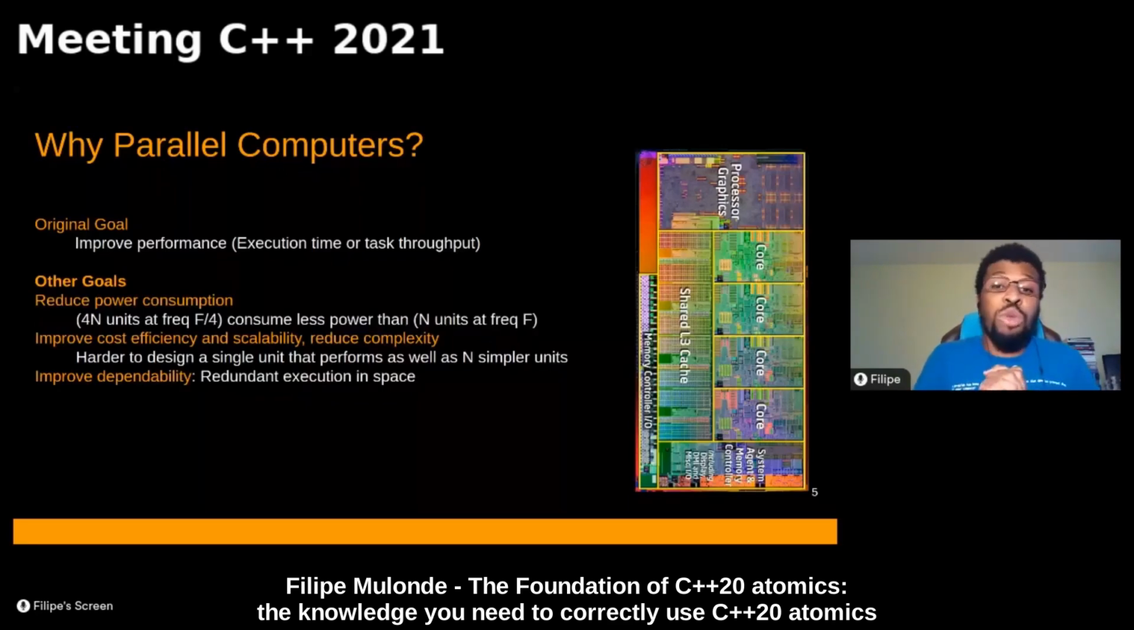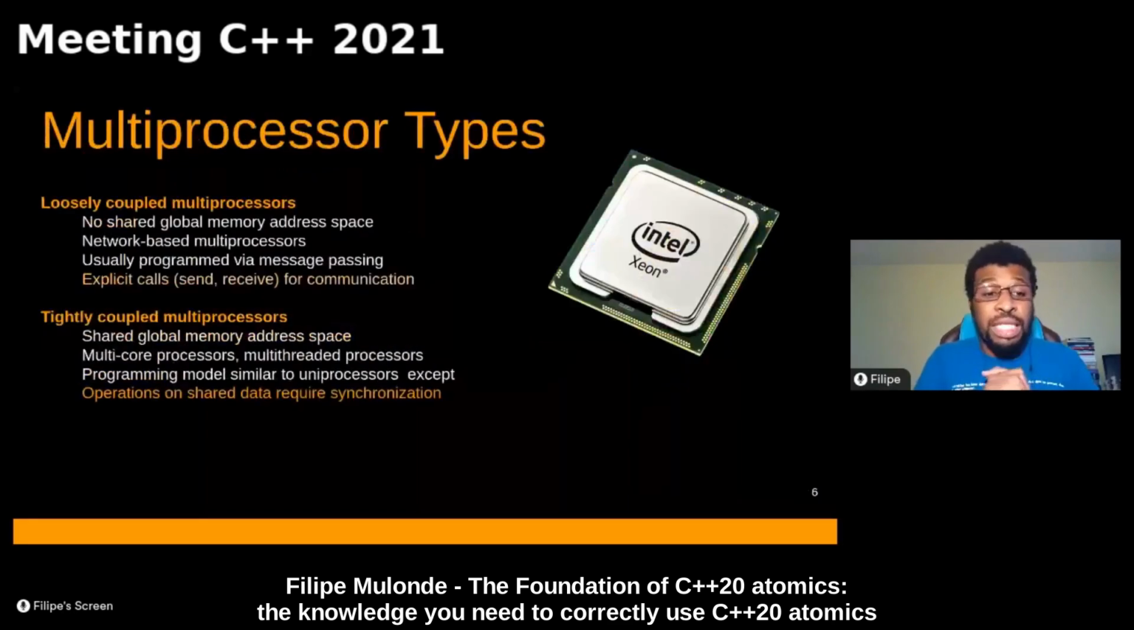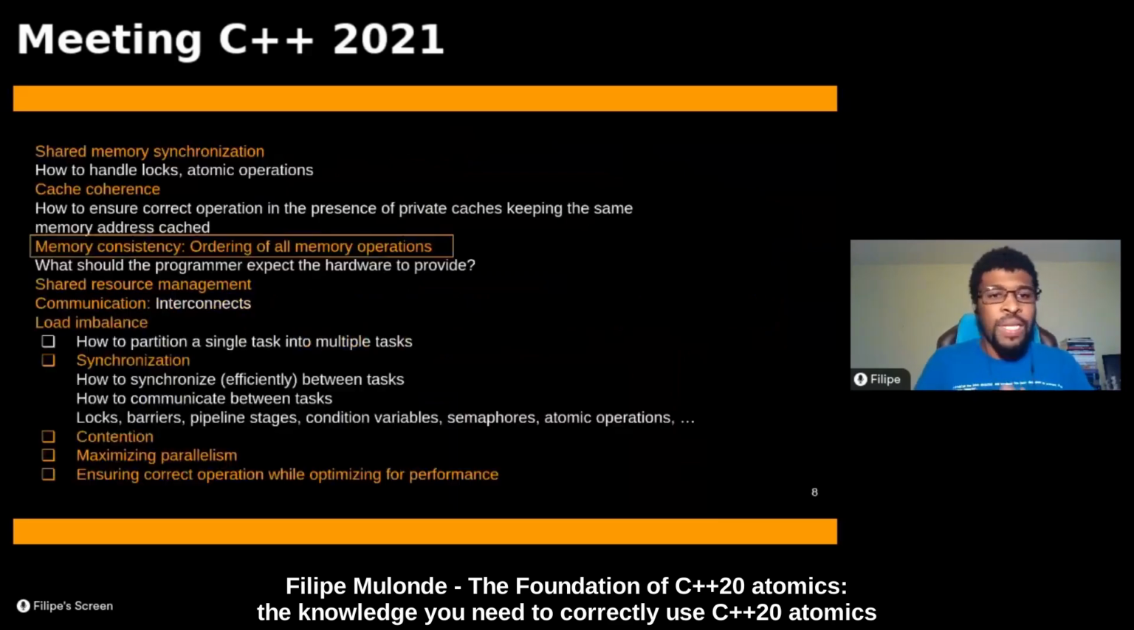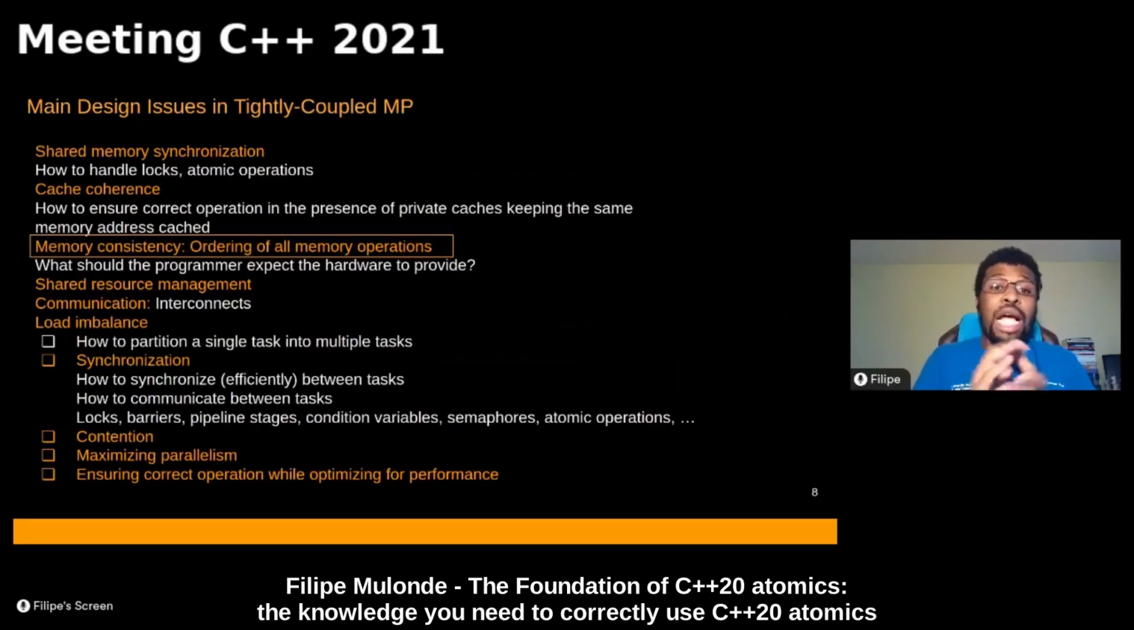And there are 2 types of multiprocessors. There is loosely coupled multiprocessor, and there is tightly coupled multiprocessors. And for the rest of the talk, I will only cover tightly coupled multiprocessor, where we have a network of cores that are sharing a global memory address space. And the C++ standard does not support programming for loosely coupled multiprocessors. There are a lot of issues with tightly coupled multiprocessor, but today I will mainly focus on memory consistency.